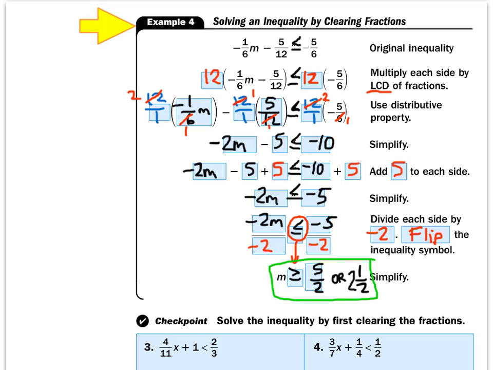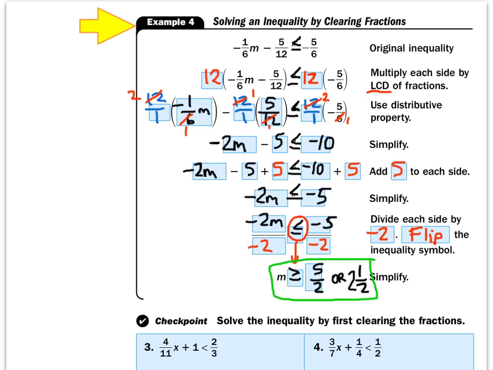Then remember, the trick is always start at the denominator. Look at the 6, and then cross it out up here. So 6 goes into 12 2 times. 2 times negative 1m is negative 2m. I brought down the minus sign, which is weird, I know, but I brought it down, and then 12 goes into 12 one time. 1 times 5 is 5. I brought down the inequality and then start at the 6. 6 goes into 12 2 times. 2 times negative 5 is negative 10. So this is my new inequality: negative 2m minus 5 is less than or equal to negative 10.